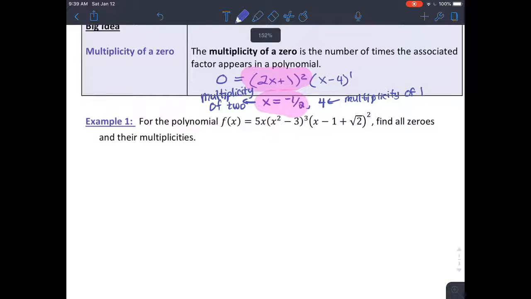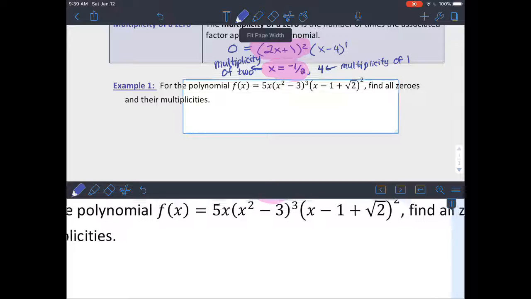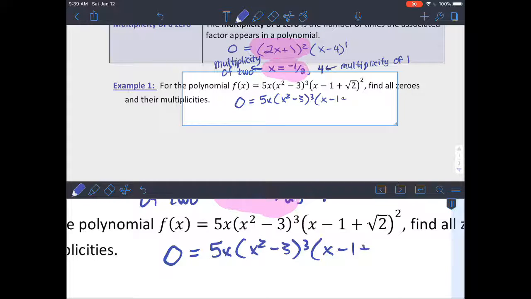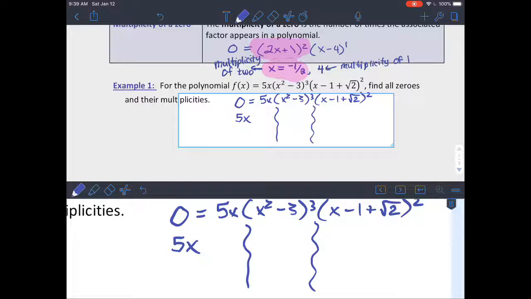Okay, so looking at this polynomial, we're going to find all of the zeros and state their multiplicities. So to find all the zeros, let's first set it equal to 0, because we're looking for what x values give us 0 as our output. Just a little rewriting. Okay, setting each factor equal to 0, and then we'll solve.